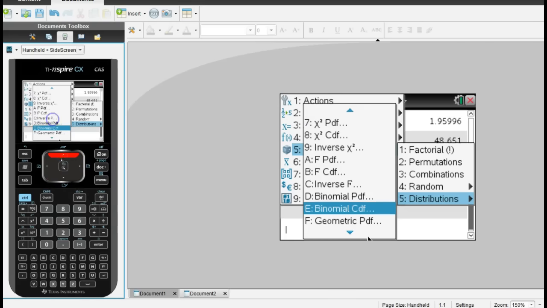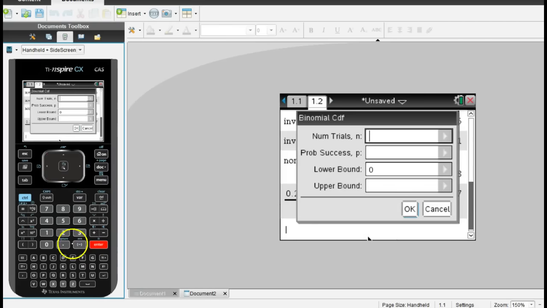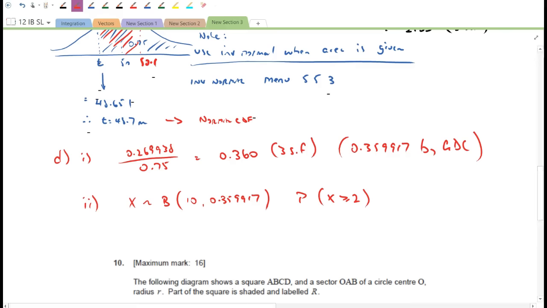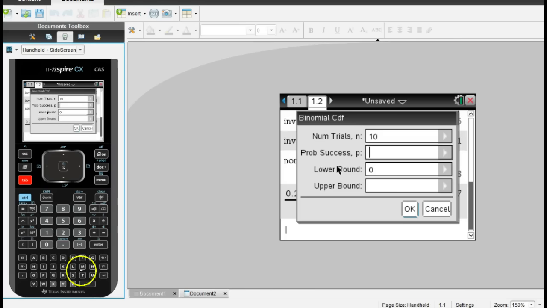The binomial CDF, where we've got the number of trials to be 10. Remember, the binomial is used when there are 2 possible outcomes, and we know the probability of success, and we want to calculate the probability of a certain number of successes. So in this case, the probability of success, I want to put this down in exact form, 0.359917. Alright, we tab across.